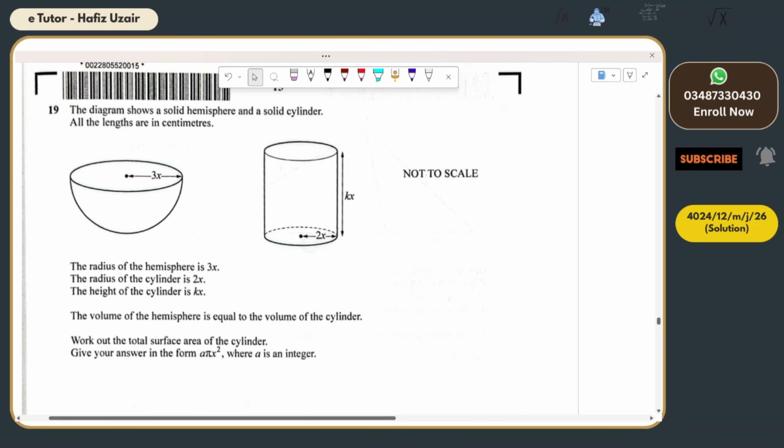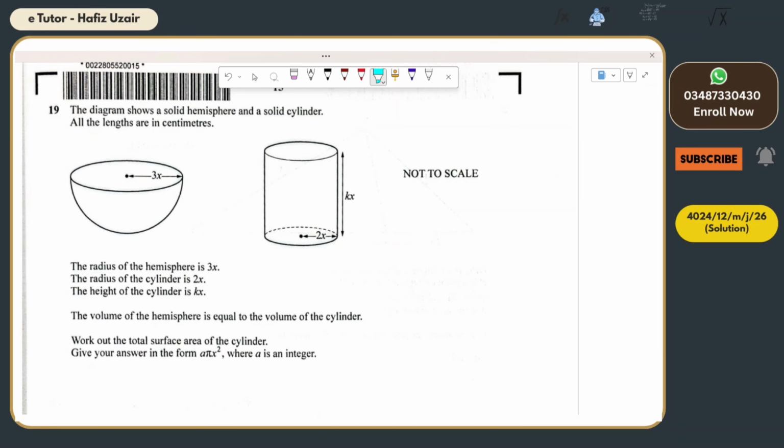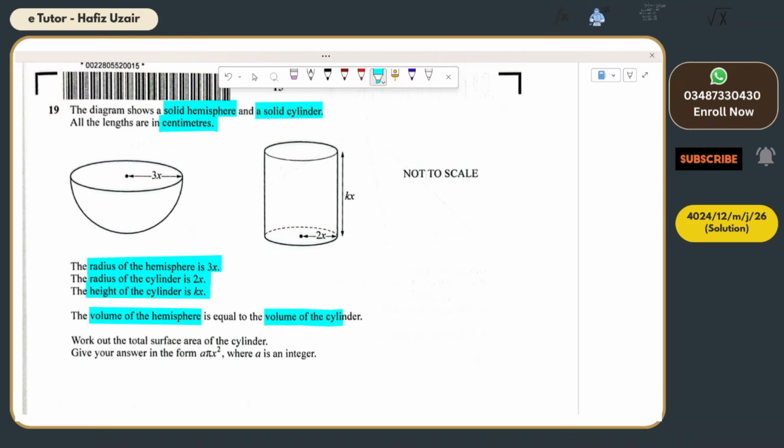Okay. Now in the diagram you can check that you are given a solid hemisphere and a solid cylinder, and all the lengths are in centimeters. The radius of the hemisphere is 3x. The radius of the cylinder is 2x. The height of the cylinder is kx. All right. The volume of the hemisphere is equal to the volume of the cylinder. So that is the keyword over here.